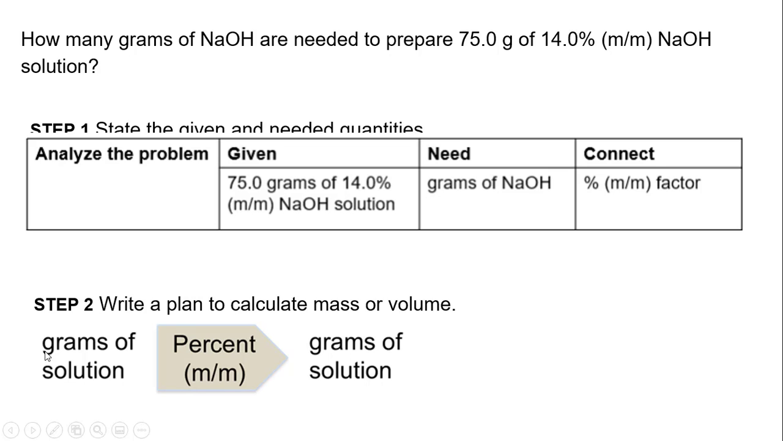So the first thing we're going to do is, if you have to make stepping stones of how to get to the problem, you should. Yes, it may take you more time, but the better you understand things in the long run, the less mistakes you make. So we have grams of solution. We need a percent by mass, and then we need grams of solution, because that is what it's asking for.